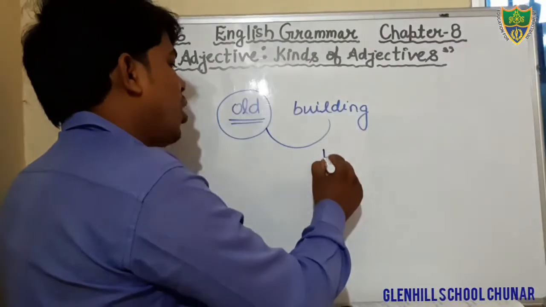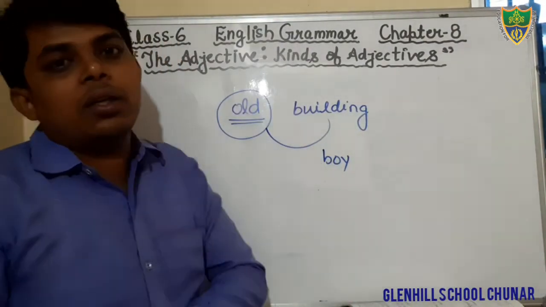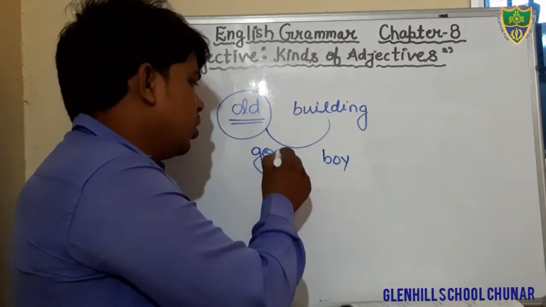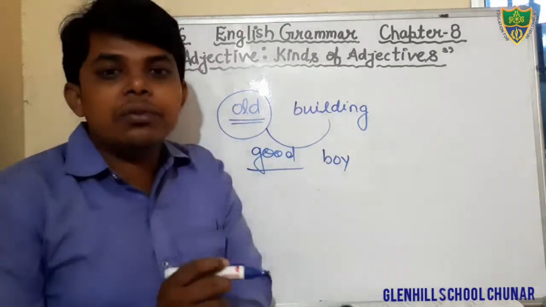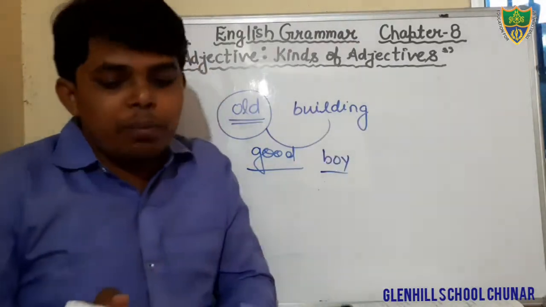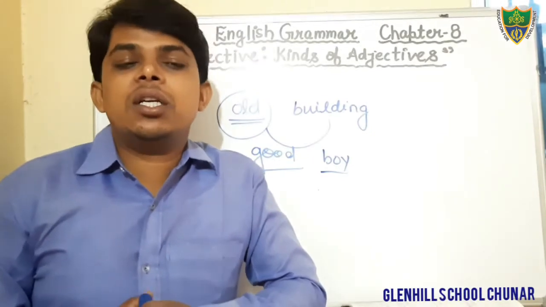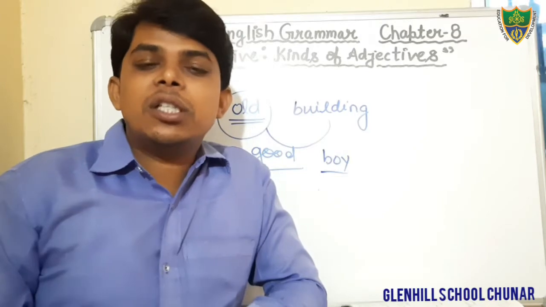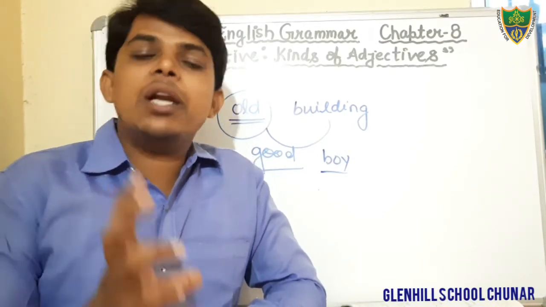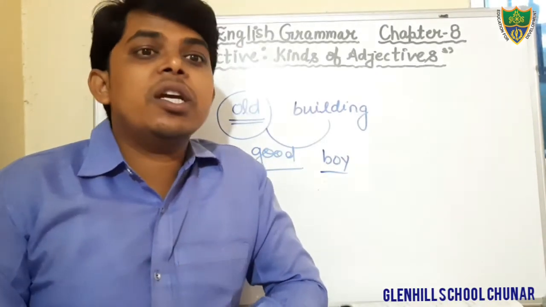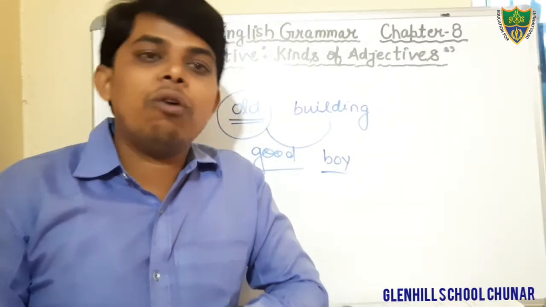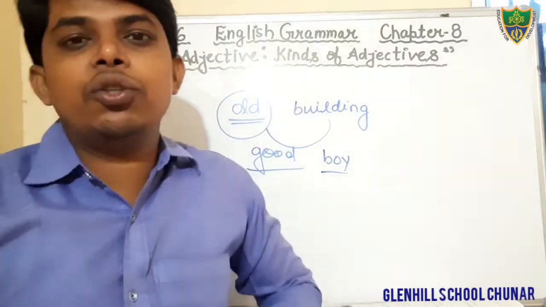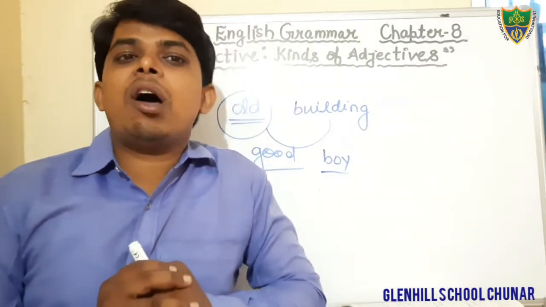Suppose that is boy. What is the quality of the boy? That is good. So the word good is an adjective and boy is the noun. On the basis of this example, we can say that an adjective is a describing word which describes the quality of a noun or pronoun, or you can say it qualifies a noun or pronoun in a sentence. Okay students, I hope that you all have understood the definition or meaning of an adjective.